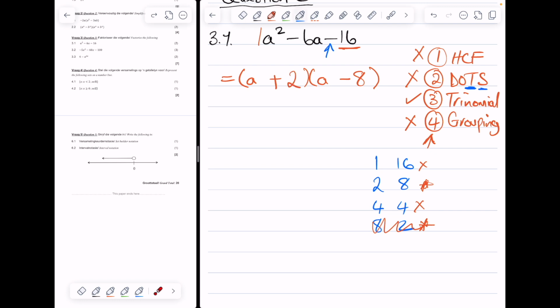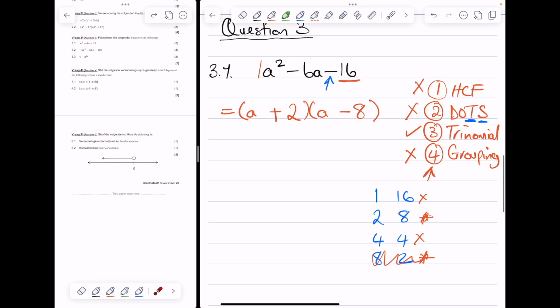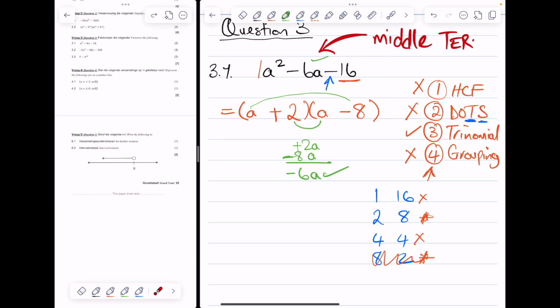So if I had to test this, this will give me plus 2a, and that will give me negative 8a. And if I add these two together, positive 2 plus negative 8 will give me negative 6a. So that checks out. That gives me the middle term. And that means I'm done. Those are my factors, a plus 2, a minus 8.